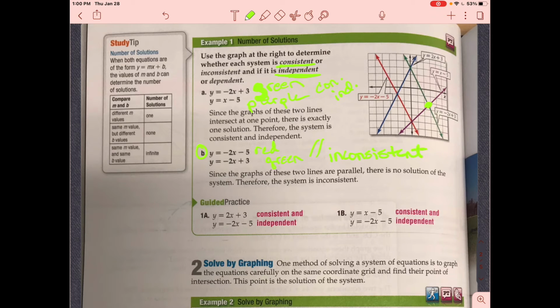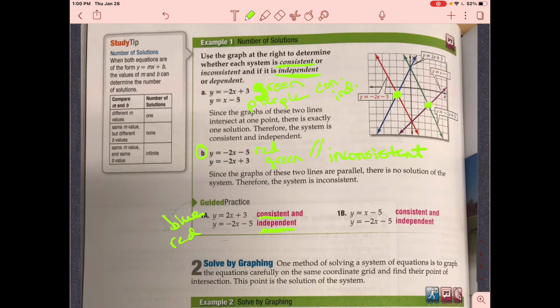I know these words just don't have a lot of roots in the way we talk about graphs normally, so you just have to get used to them. Okay, looking at the guided practice here, 1A, y equals 2x plus 3 is blue, and y equals negative 2x minus 5 is red. Blue and red cross right there. And so we are going to say consistent because they do cross, and independent because it's only once.